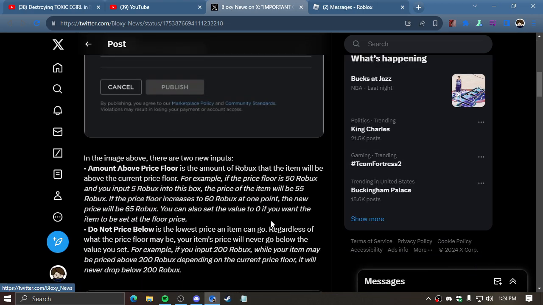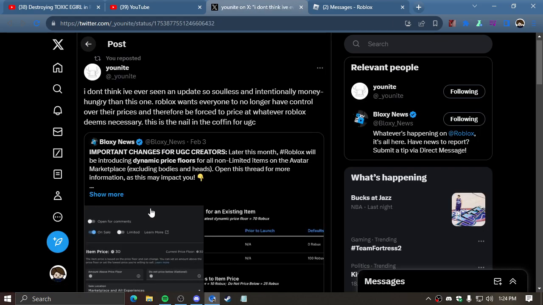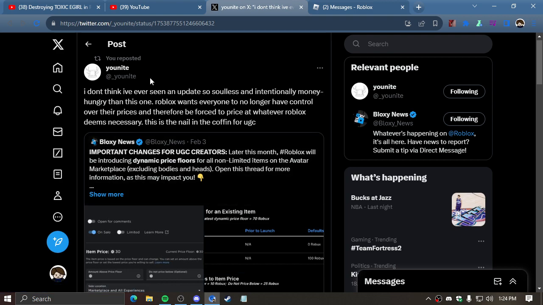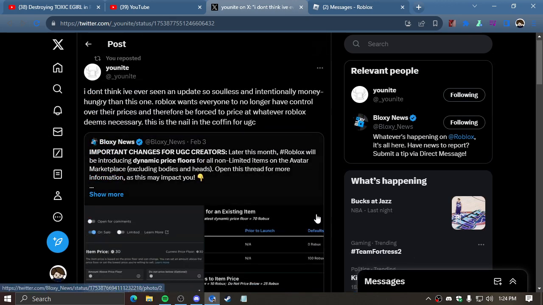Roblox gets more money into their pockets that they already have, because they're a multi-billion dollar company, right? I may be wrong on that, actually, but they have billions of dollars, to my knowledge. So why is this necessary? I don't think I've ever seen an update so soulless and intentionally money hungry than this one. Roblox wants everyone to no longer have control over their prices and therefore be forced to price at whatever Roblox deems necessary.